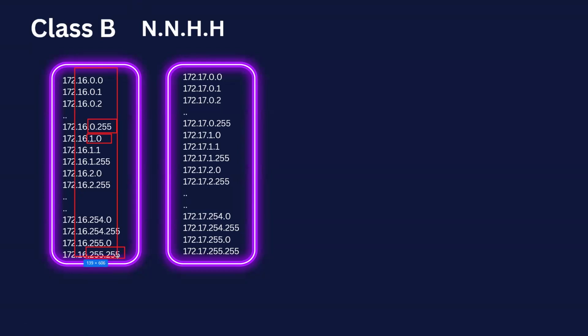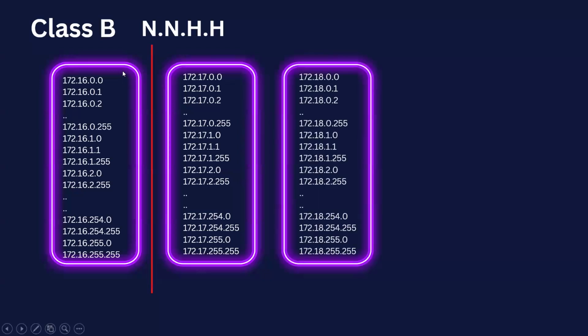But when 16 changes to 17, the network divides over there. So from here, it's a completely different network, and these two networks can't communicate with each other. Similarly, after 17.0.0 to 17.255.255, you have the next network, 18.0.0. And from 18.0.0 to 18.255.255, that's all one singular network.